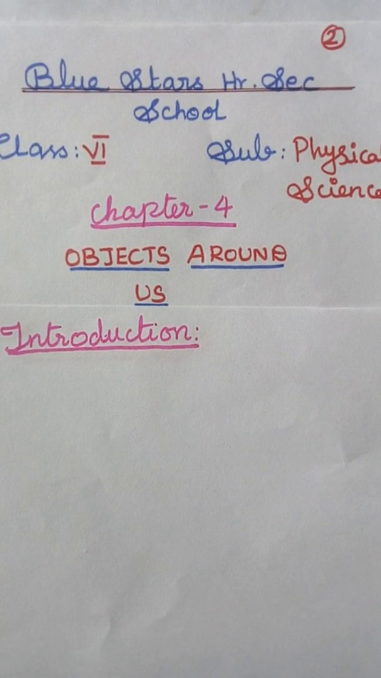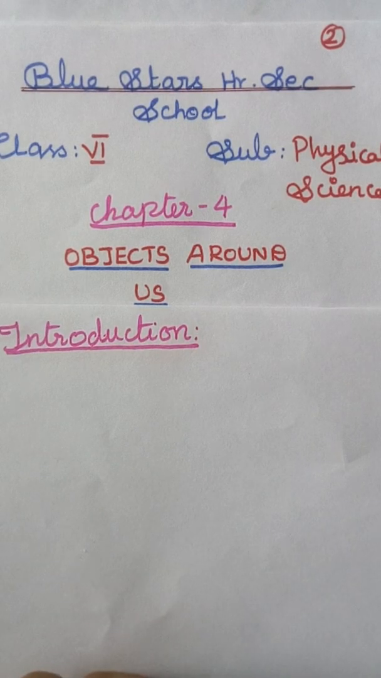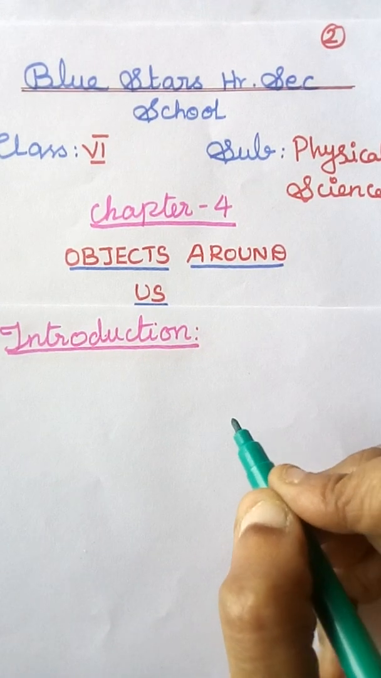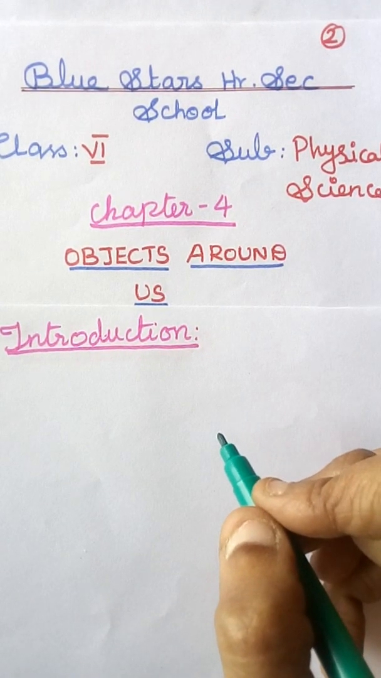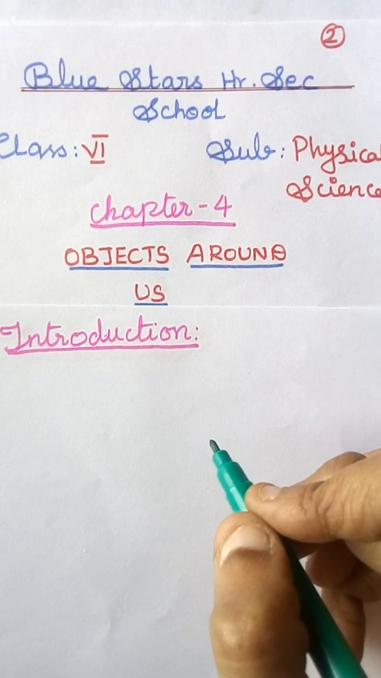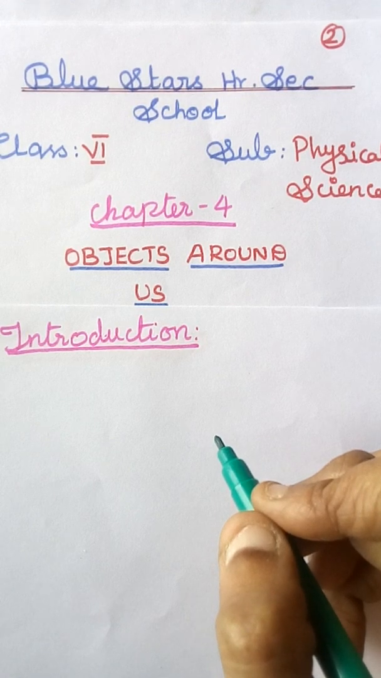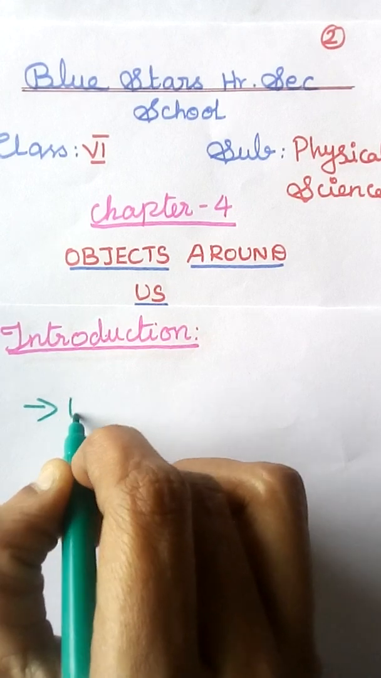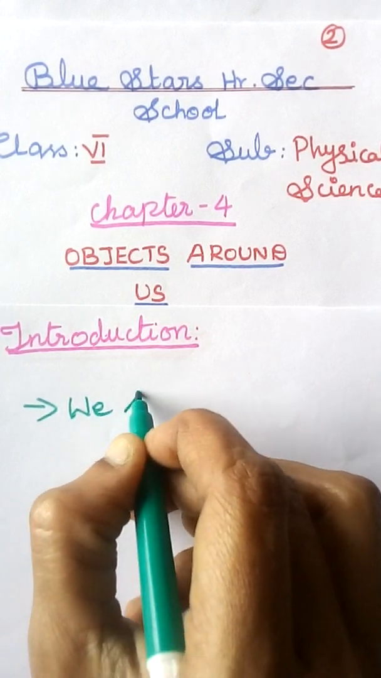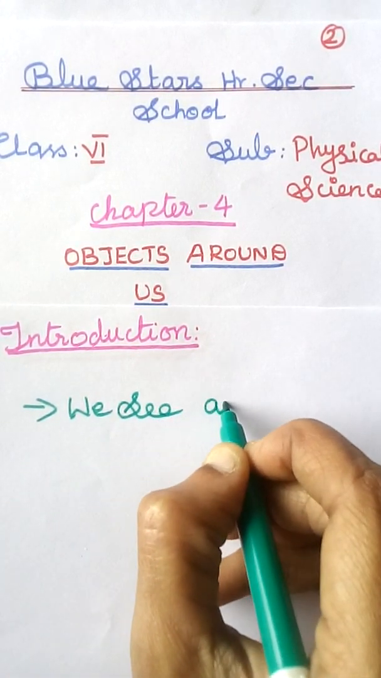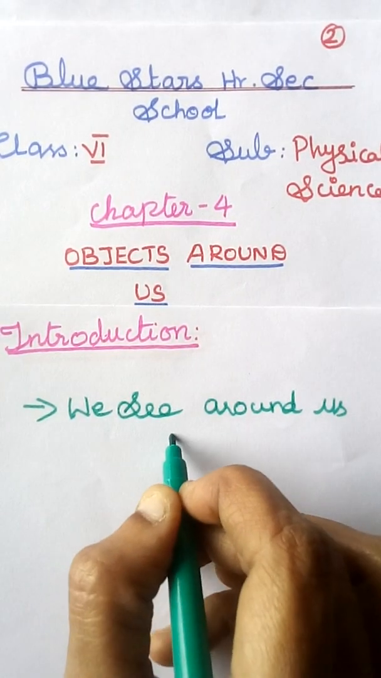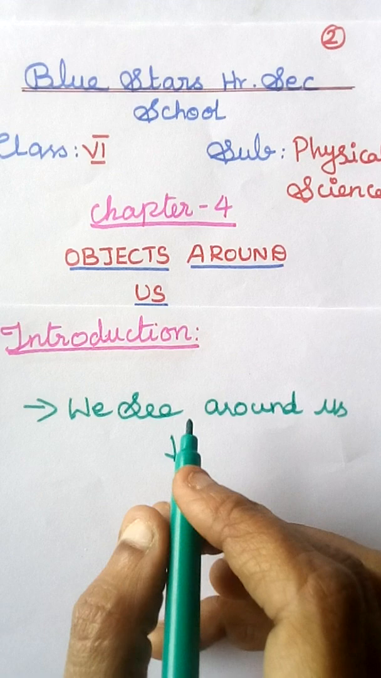What is meant by objects around us? We have seen that our food and clothes have so much variety in them. Not just food and clothes, there is such a variety of objects. For example, what do we see around us in our home or neighbors?